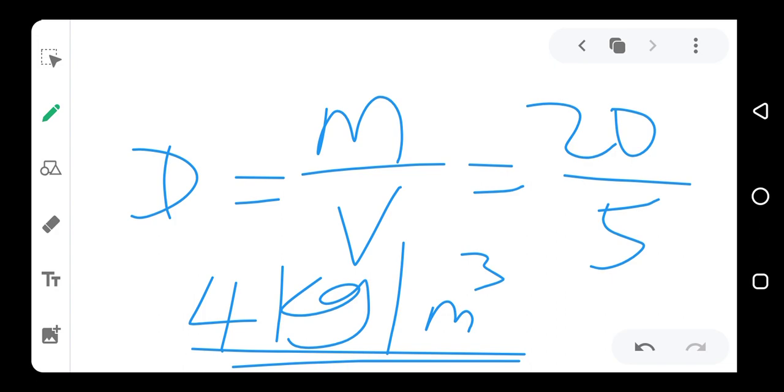So you've seen how we calculate density of substances, and you've also learned about the definition or the meaning of density, the formula, and the unit of density.